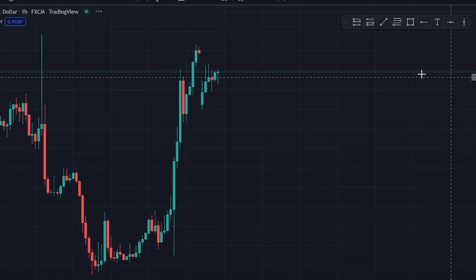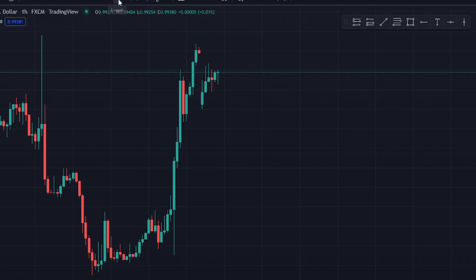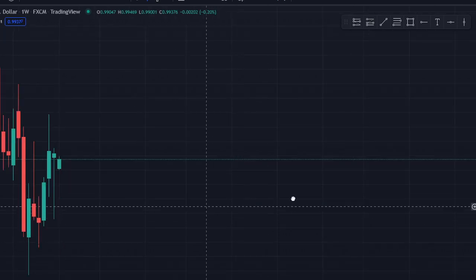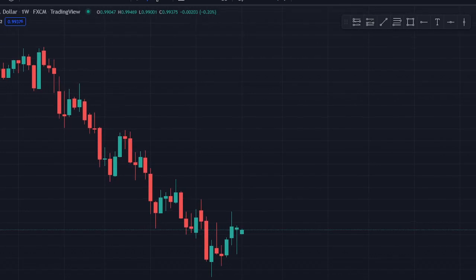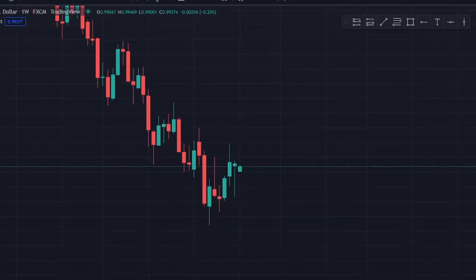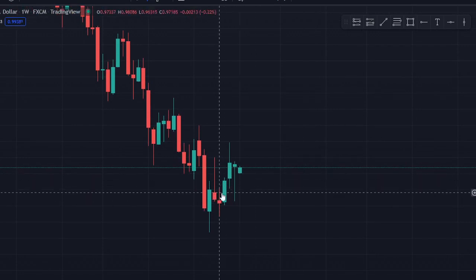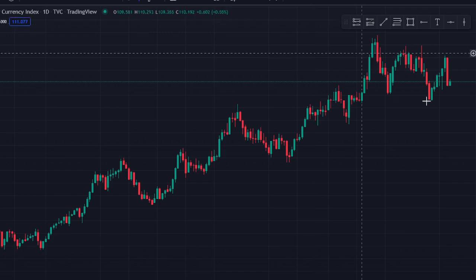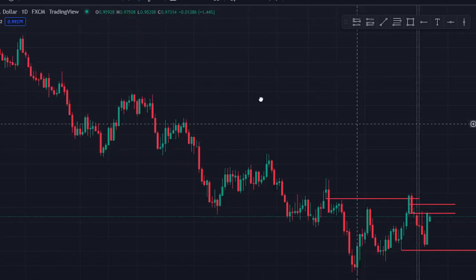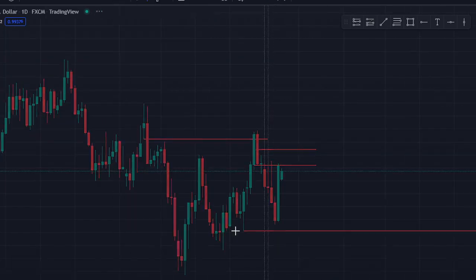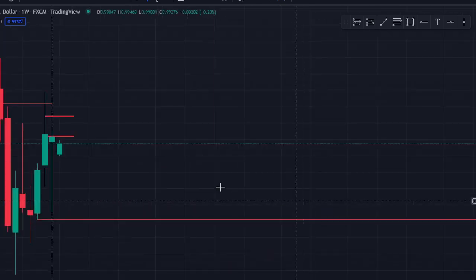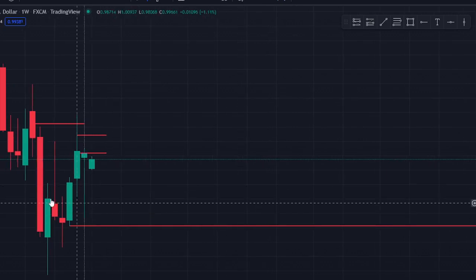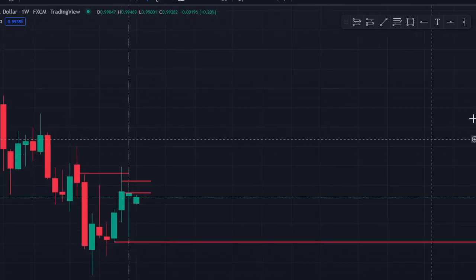Let's go to the euro dollar. Weekly chart isn't clean at all. See price reacting off of this bullish order block in here, but it's nothing good though.